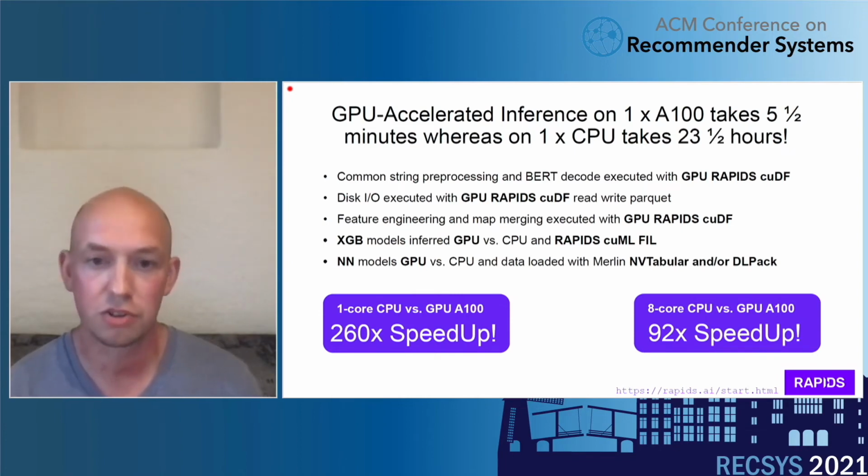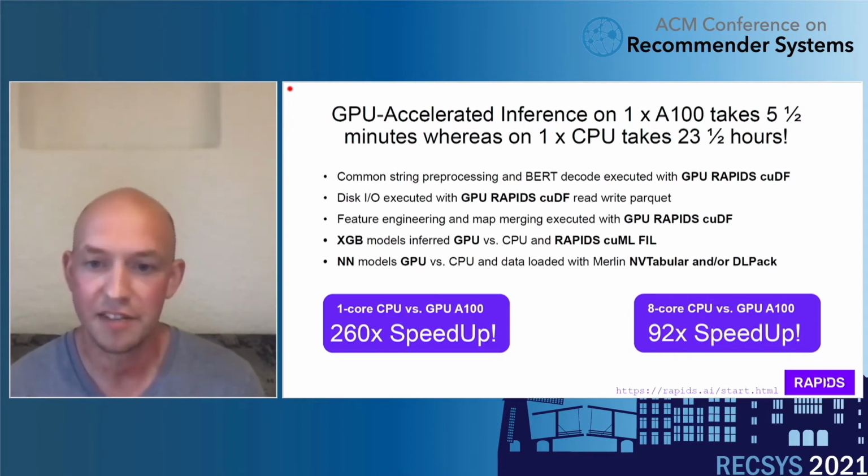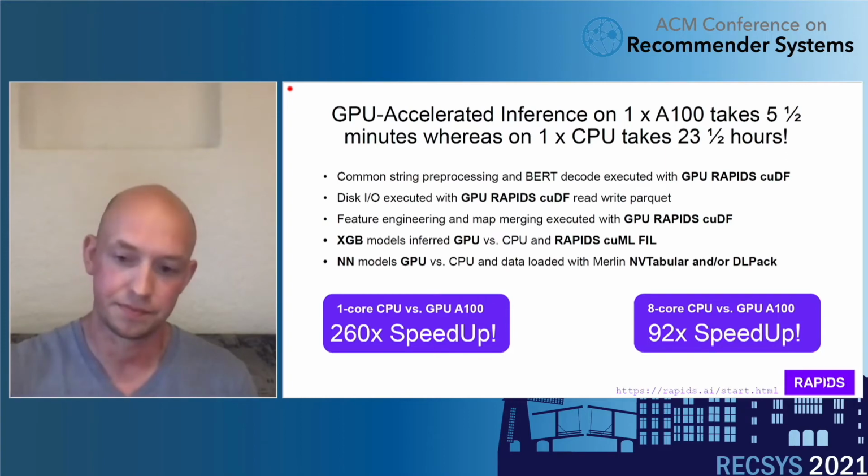And then the second point was, for 64 gigabytes, you don't get a single core CPU in the Google Cloud. So for a fair comparison, we looked at what's the smallest instance we can get with 64 gigabytes of CPU memory. And that's an 8 core. And then we still see a 90x speed up.